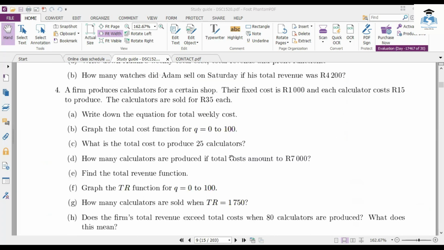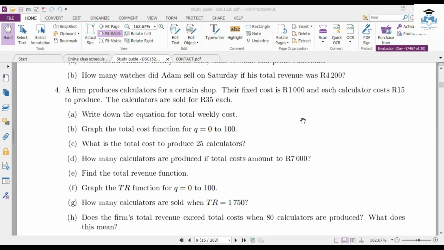So here we are. They might ask you this question. A firm produces calculators for a certain shop. Their fixed cost is 1,000 and each calculator costs 15 Rand to produce. The calculators are sold for 35 Rand each.